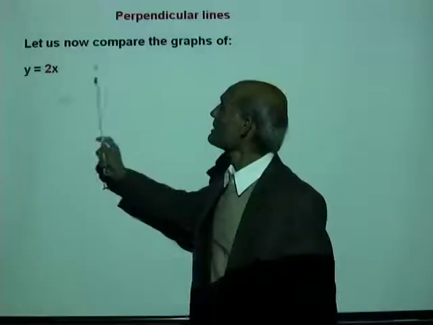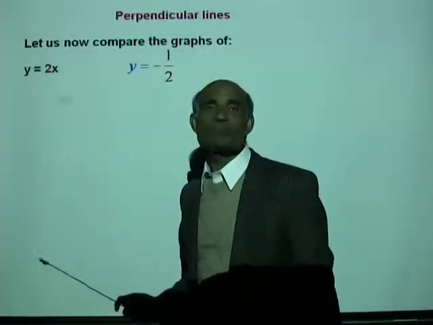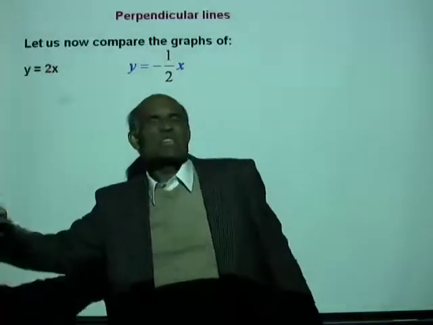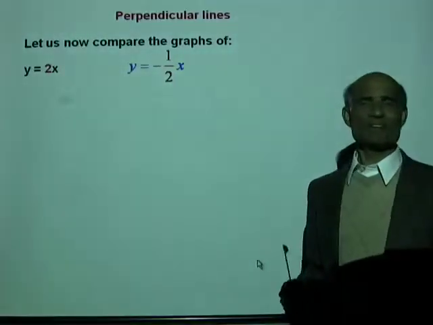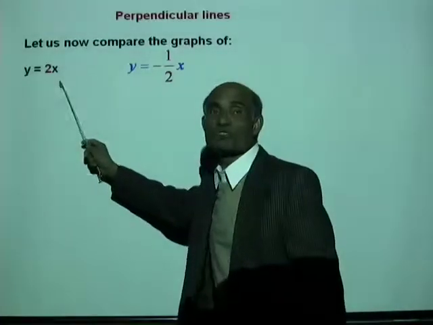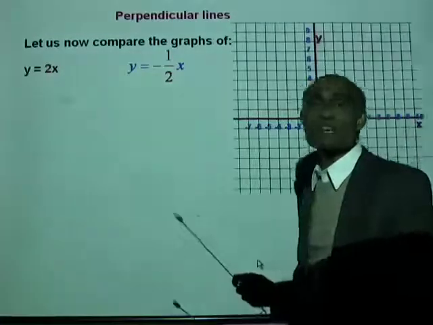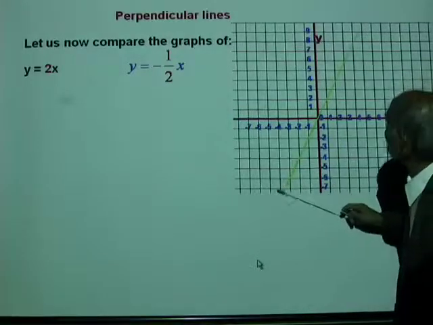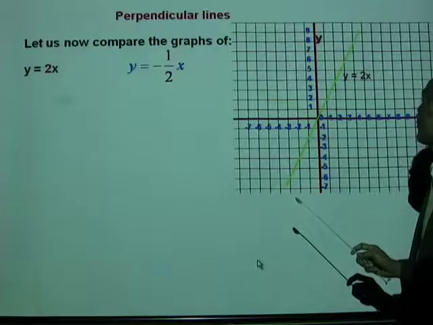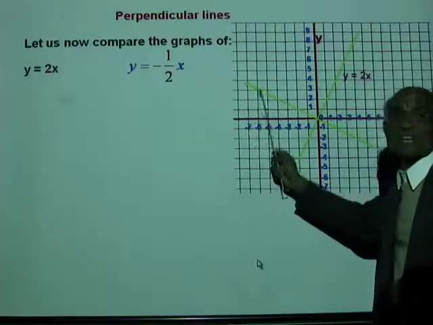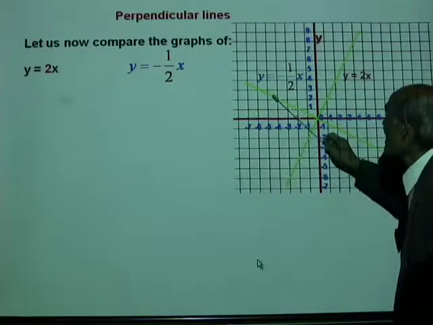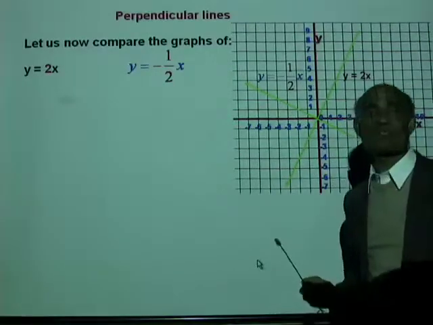Now, let's compare the graph of y equal to 2x with the graph of y equal to negative 1/2 x. Now, try and draw these two graphs in your calculator. Y equal to 2x, y equal to negative 1/2 x. Now, this is the graph of y equal to 2x. The graph of y equal to negative 1/2 x is this. Now, look at this. They are actually perpendicular to each other.